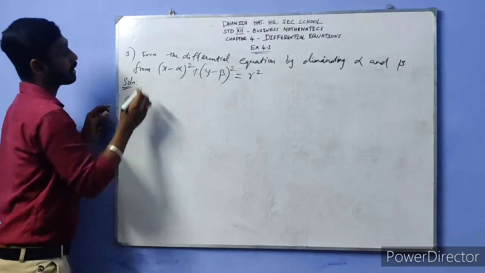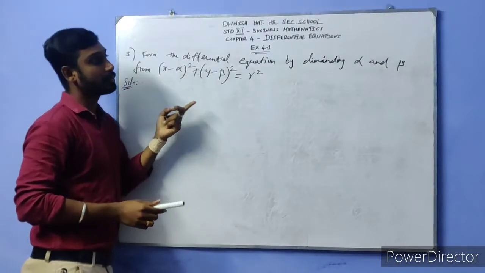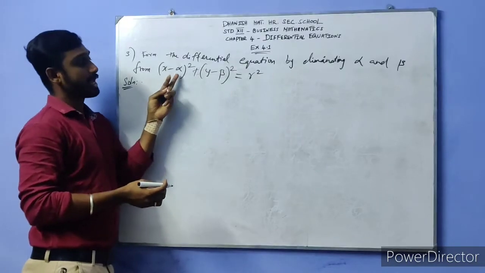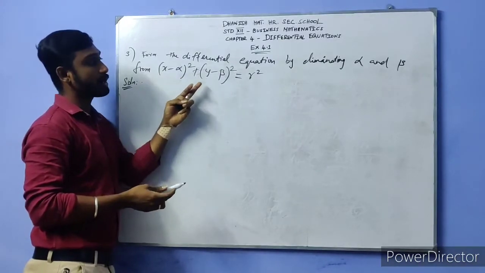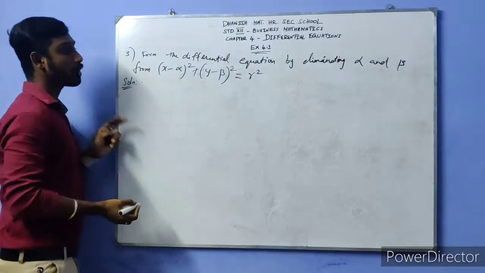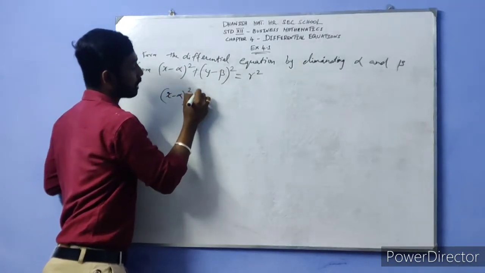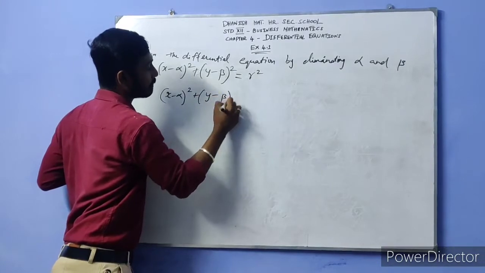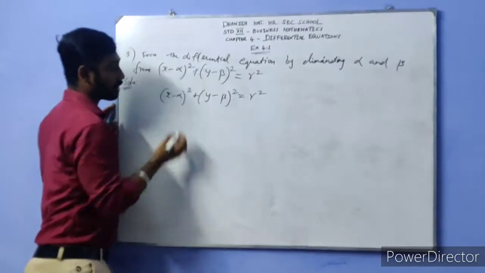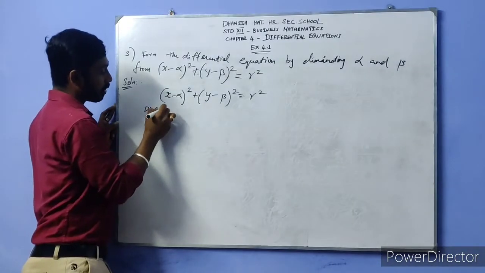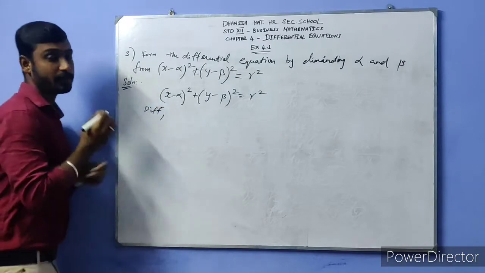So what is the question given here? Form the differential equation by eliminating alpha and beta from (x minus alpha) the whole square plus (y minus beta) the whole square equal to r square. What is given here? (x minus alpha) the whole square plus (y minus beta) the whole square equal to r square. Now we are going to differentiate this equation.